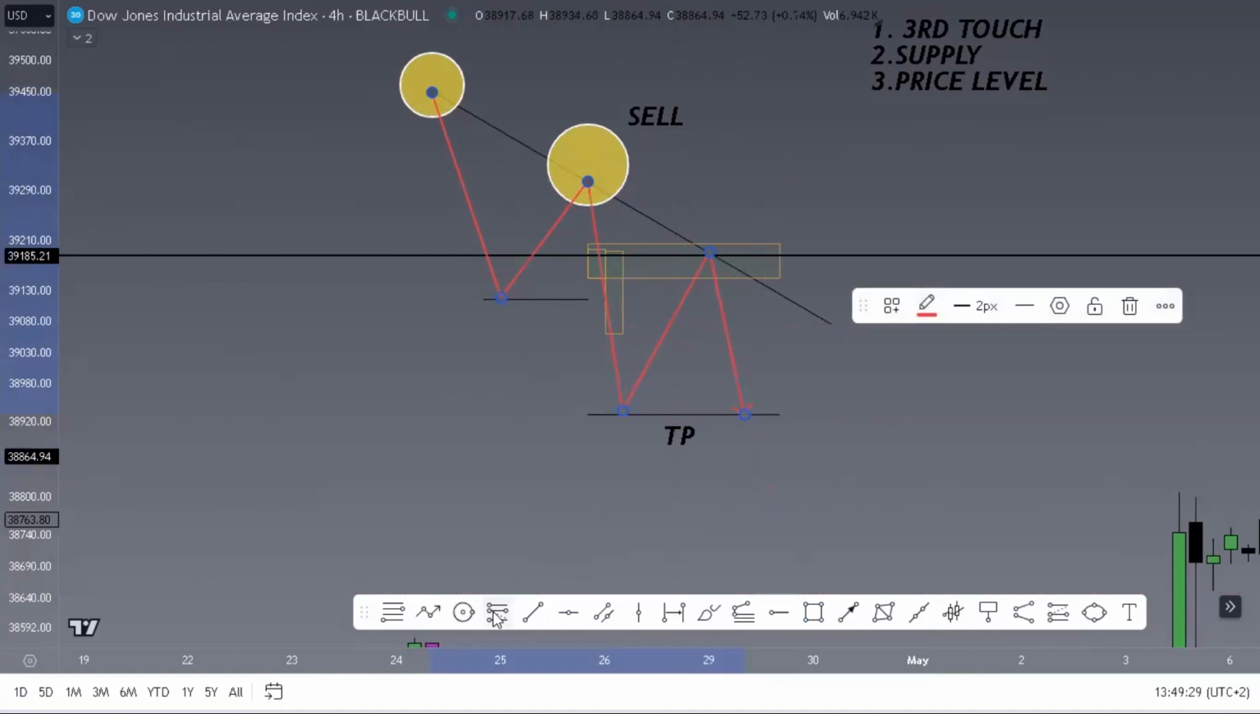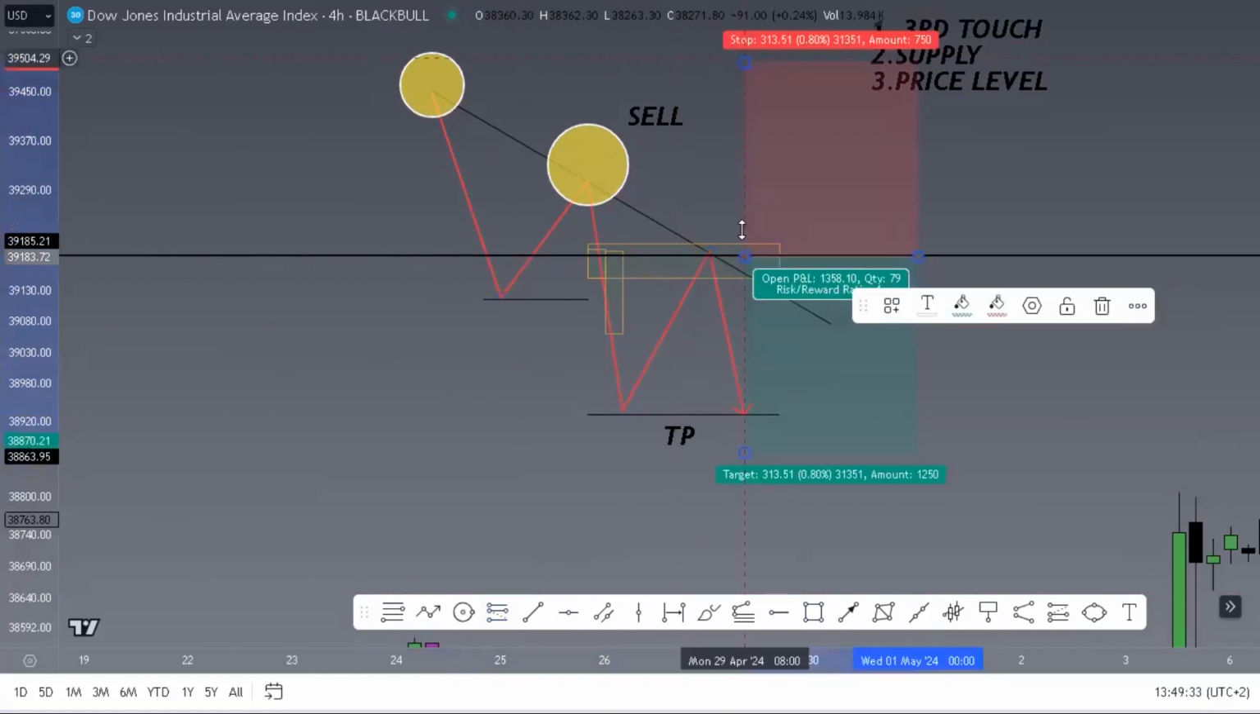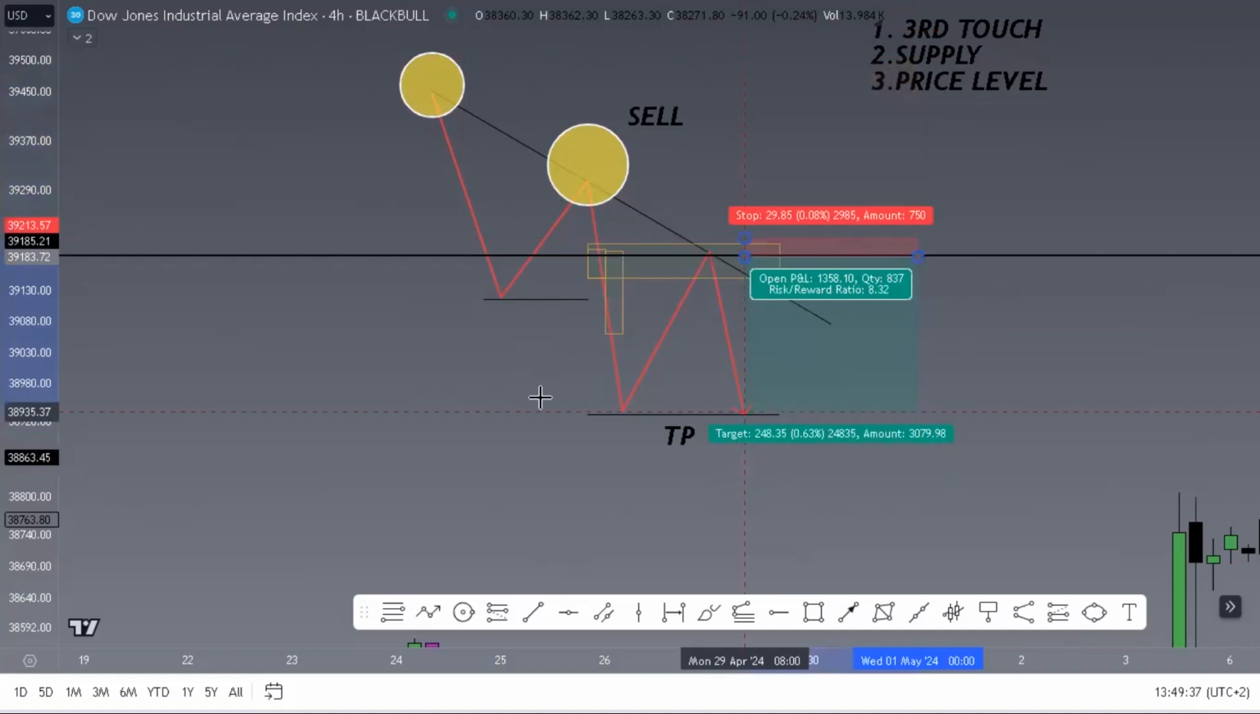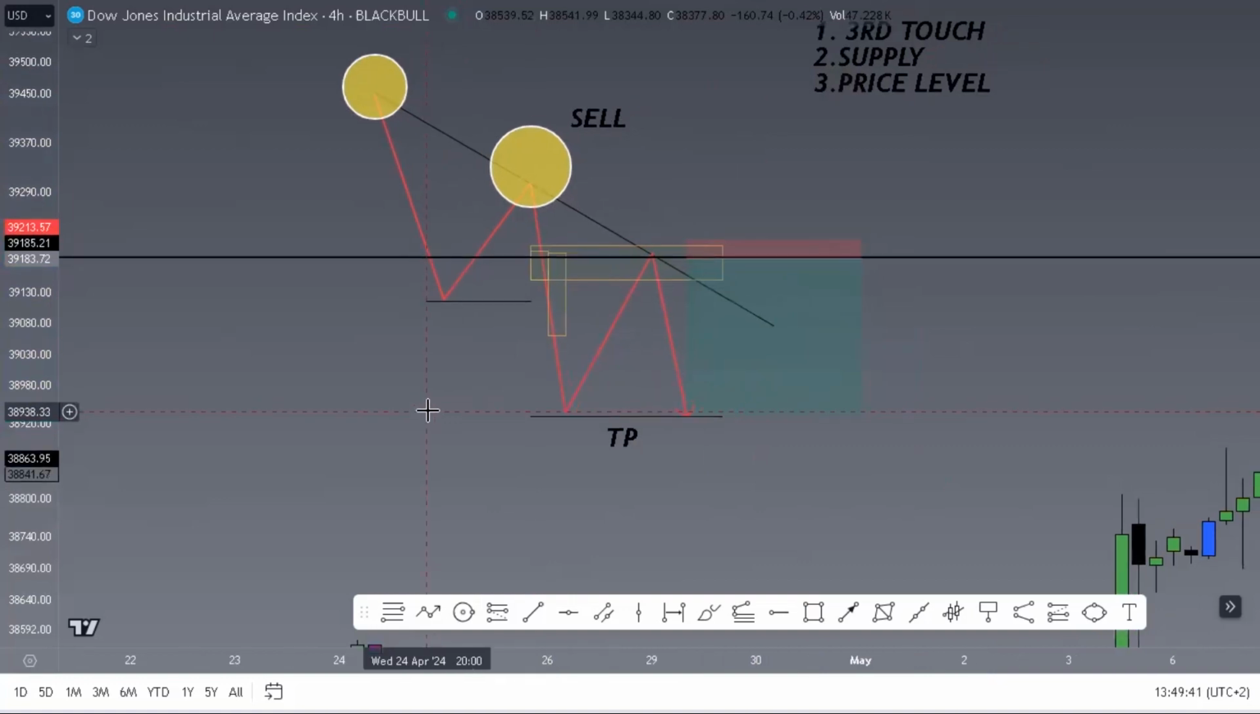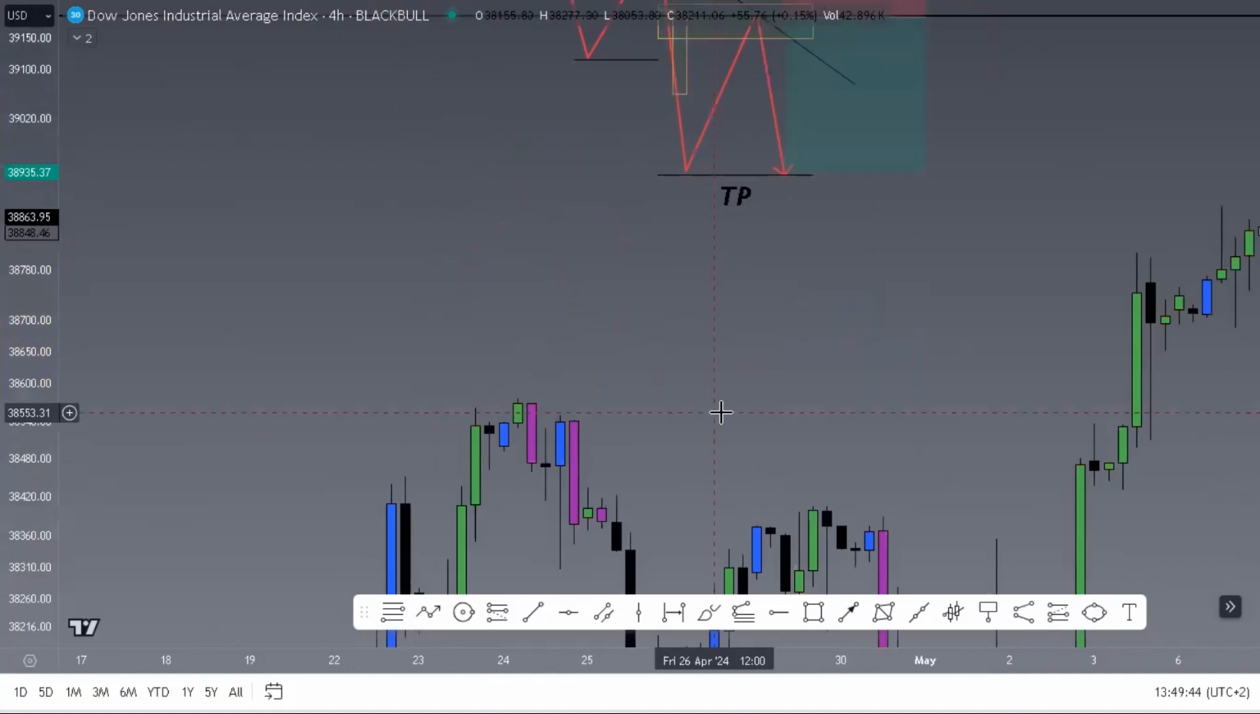Let me look for my short. So my short will be like that, and then like that, and then that's going to be the TP. All right, ladies and gentlemen, this is the short and short of it. So let's go to the charts.